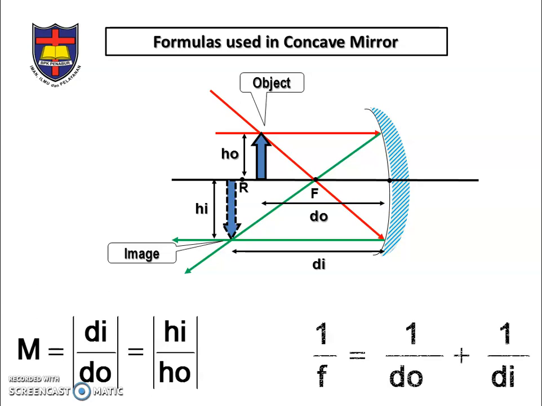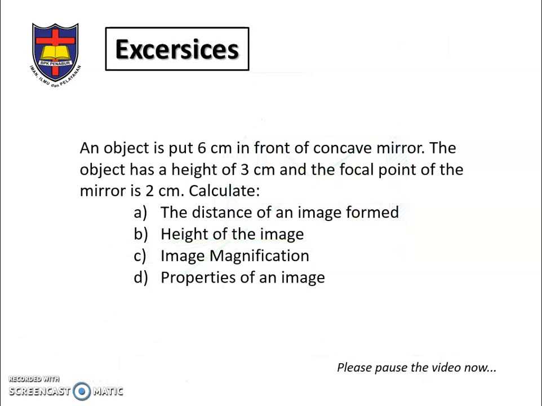The second formula is to determine the focal length of a mirror. The formula is 1 over f equals 1 over do plus 1 over di, where f is the focal length of a mirror. Let's try to do this exercise.